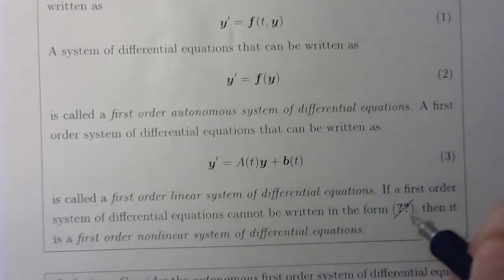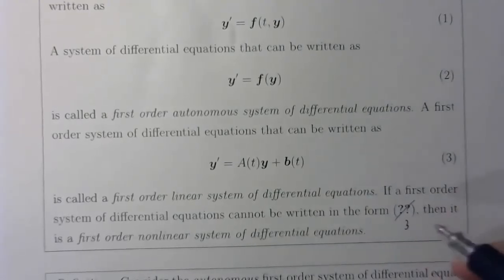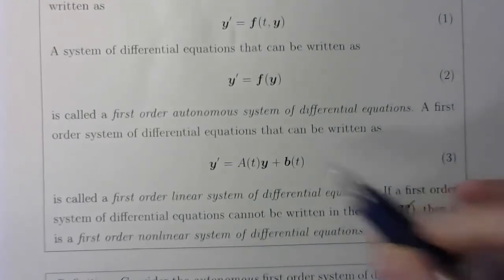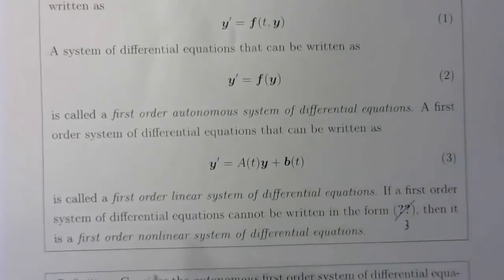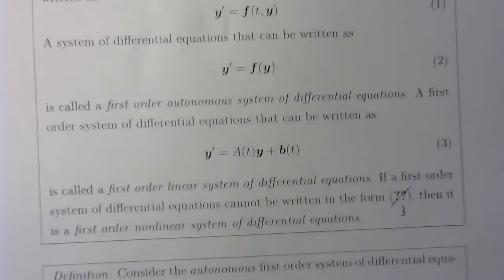Whoops, my notes have some typos, yours won't have that. I had to recompile the LaTeX. So if it can't be written like 3, then this is going to be a nonlinear system. So just y prime is f of y in general.